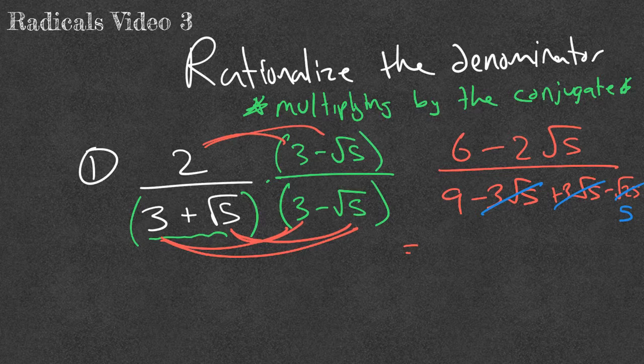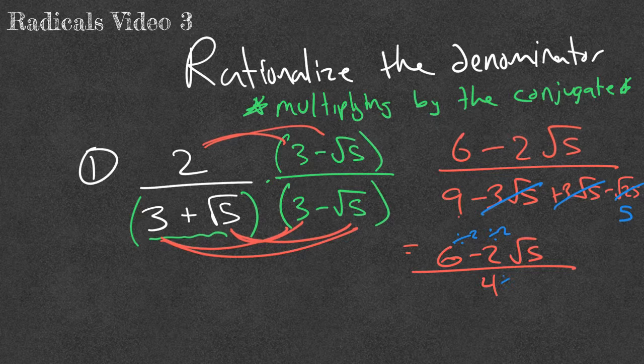So now my numerator is 6 minus 2 root 5, and my denominator is 9 minus 5, which is 4. Finally, because my 3 outside numbers all divide by 2, let's do that real quick. Divide by 2, divide by 2, divide by 2. I get a final answer of 3 minus root 5 over 2.